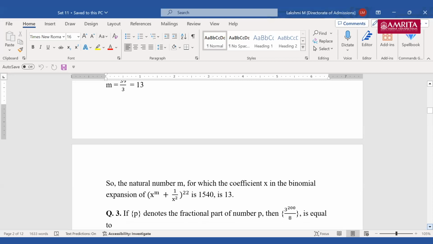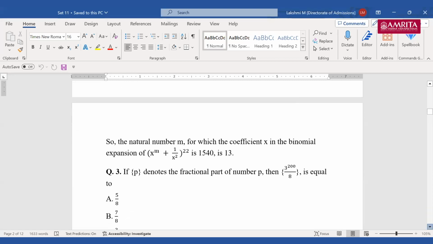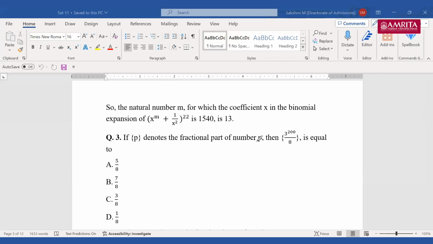Okay. Now I think another one is an easy question. P denotes the fractional part of the number P. This is actually denoted in brackets. So if this P denotes the fractional part of P, then 3 raised to 200 by 8 is equal to.